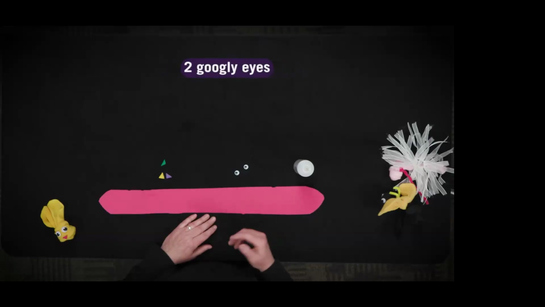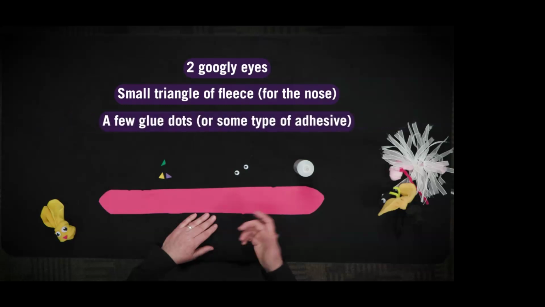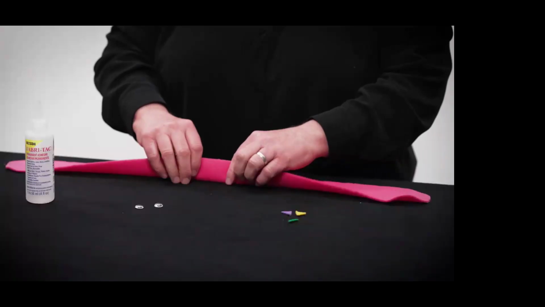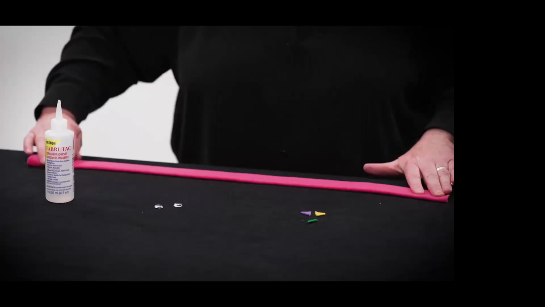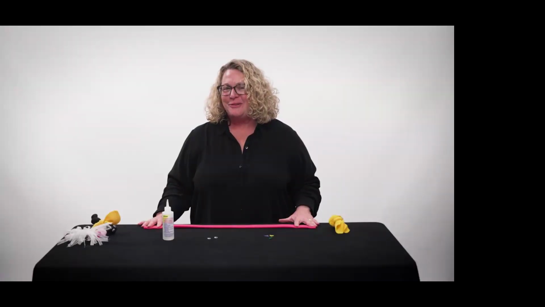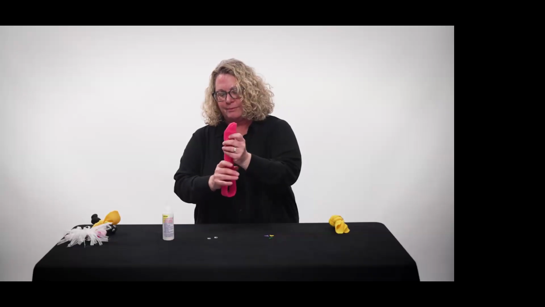You'll also need 2 googly eyes and a small triangle of fleece that's going to be the nose for a rabbit puppet. You'll also need an adhesive. To make the rabbit, you'll fold the piece of fleece in half, lengthwise, or hot dog style, like this. And then you're going to fold the fleece in half again, this time bringing the rounded edges together, or hamburger style. Like that. Next, you're going to tie a knot at the folded end, like this, and this is going to be the head of your rabbit.